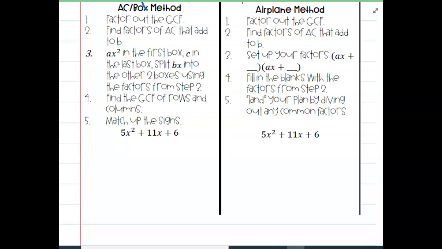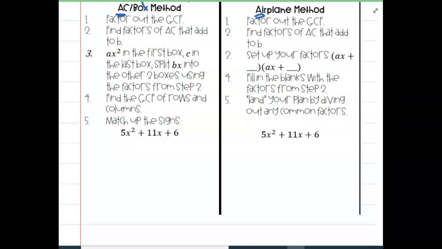Now, first of all, how you are going to know that you need to do the AC box method or the airplane method is that it's an ax squared. So this is kind of easy to relate as well, because if it's an ax squared, you have to do the AC box method or the airplane method. See how all the A's go together? Okay. So as soon as you recognize that it's an ax squared, in this case a 5x squared, you're either going to say, okay, AC box or airplane. A's go together. Okay, so let's talk about the AC box method first.